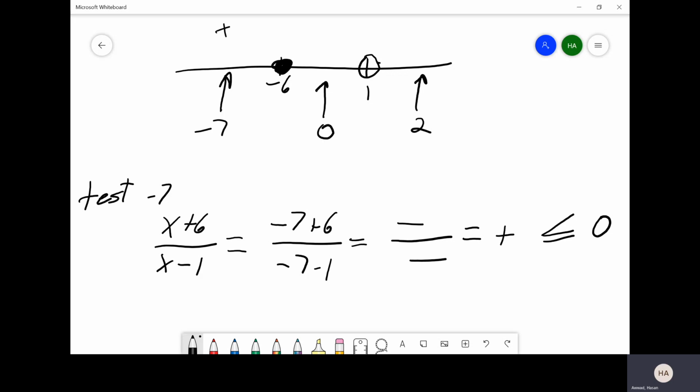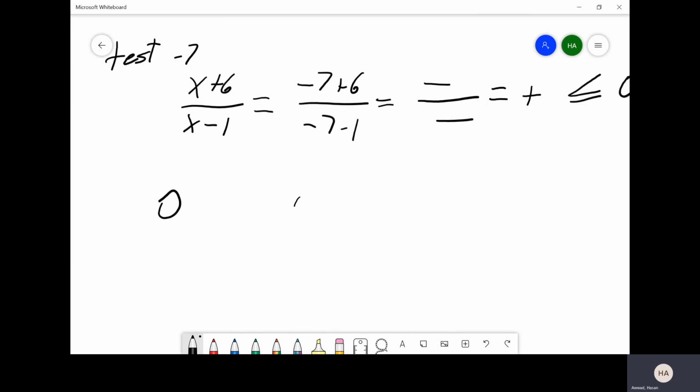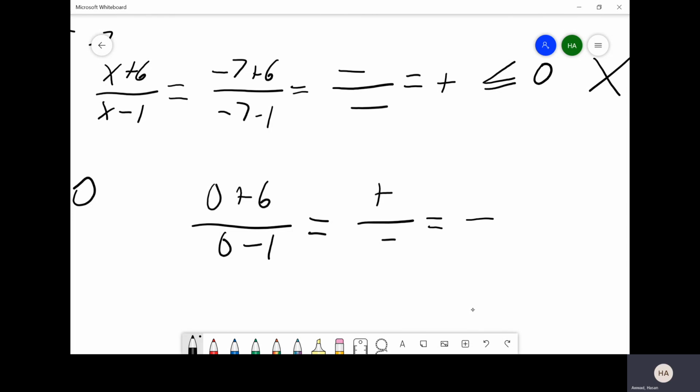Okay, so we're testing 0 now, right? So we're going to test 0. And what that means is we're going to have 0 plus 6 over 0 minus 1. Well, 0 plus 6 is a positive number. 0 minus 1 is a negative number. Positive divided by a negative is going to give us a negative.